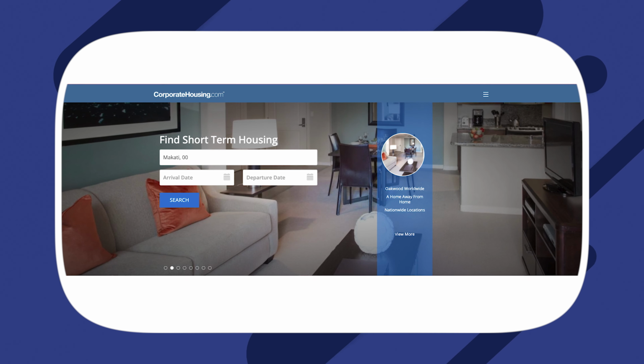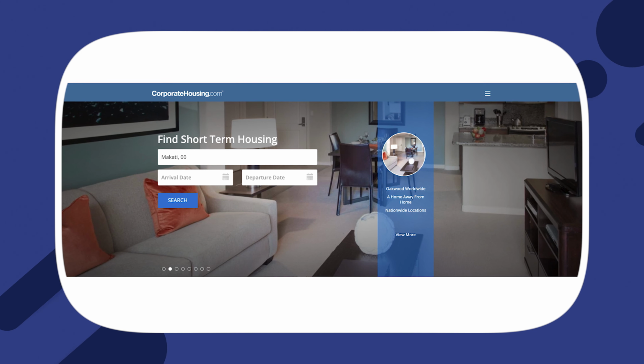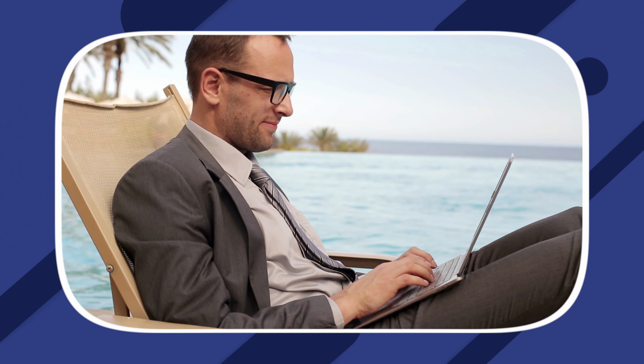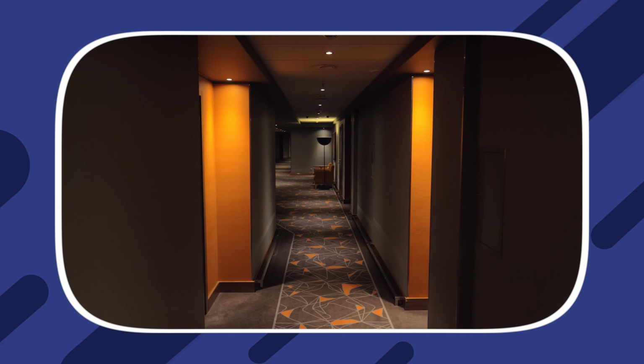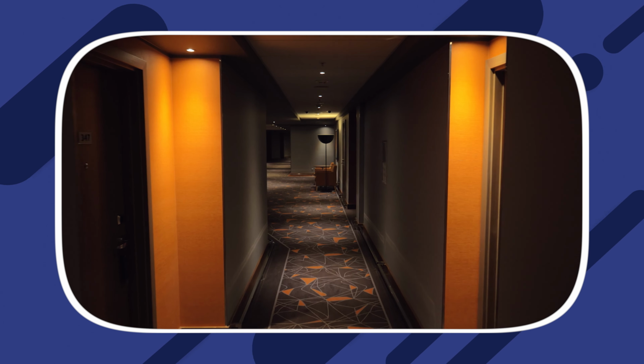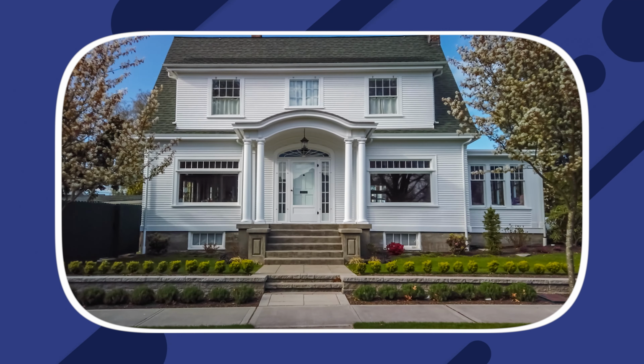CorporateHousing.com is the next entry on our list. It's also made for specific purposes, specializing in finding short-term housing for users. This kind of service is perfect for people who just moved or people who are on an extended vacation. Some of the things that this website offers include a variety of temporary housing options. These options can range from extended stay hotels to corporate apartments to privately owned houses.